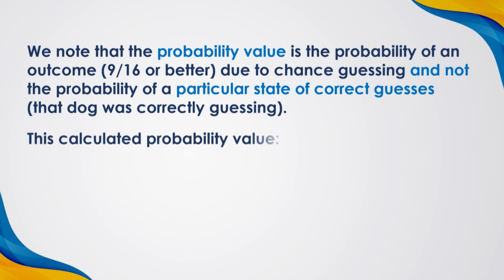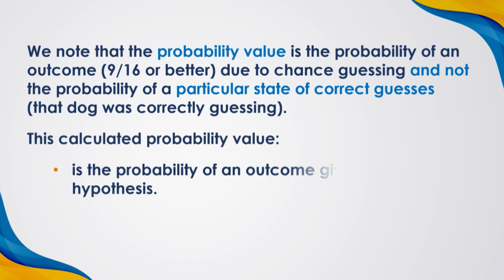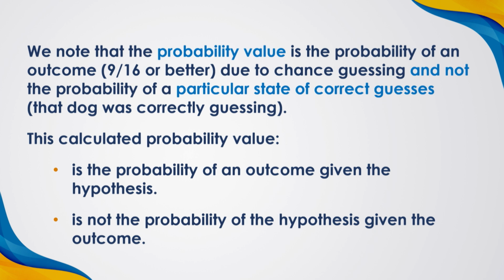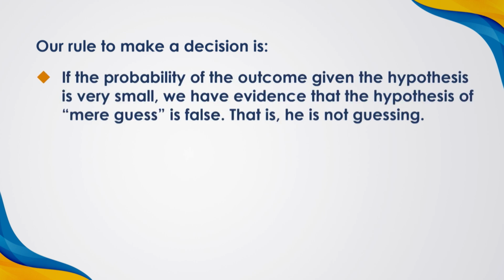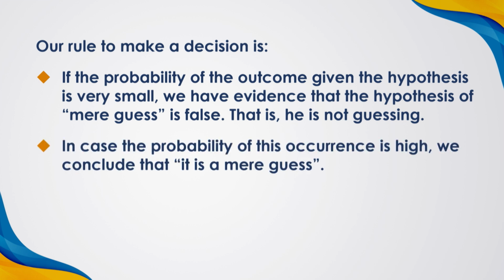I would like to say this. This calculated probability value is the probability of an outcome given the hypothesis, not the probability of the hypothesis given the outcome. Our rule to make a decision is: if the probability of the outcome given the hypothesis is very small, we have evidence that the hypothesis of mere guess is false, that is, he is not guessing. In case the probability of this occurrence is high, we conclude that it is a mere guess. Low probability, high probability. Please note this difference.